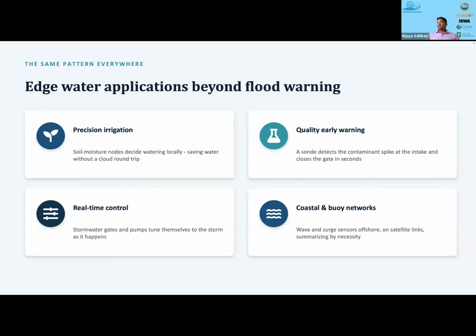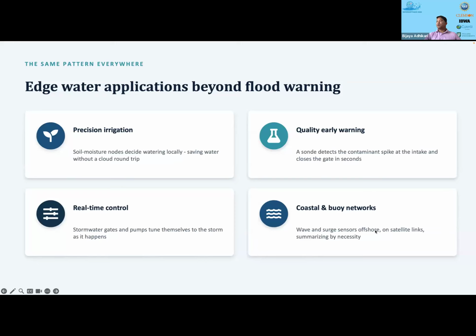Quality early warning: a sensor detects a contaminant spike at the intake and closes the gate. So like a control system in a sense. You can also design real-time control of stormwater gates, where pumps tune themselves to the storm as it happens. So basically the edge device monitors and makes a decision to pump the water or close the gates, whatever it is, locally, without sending the data to the cloud.